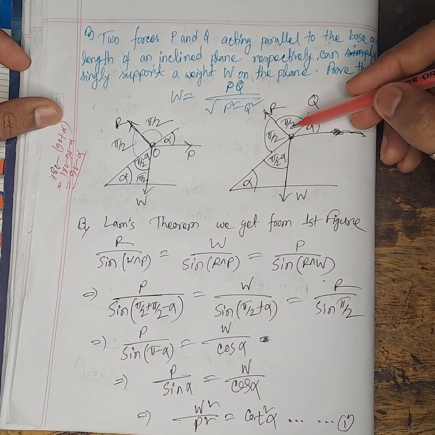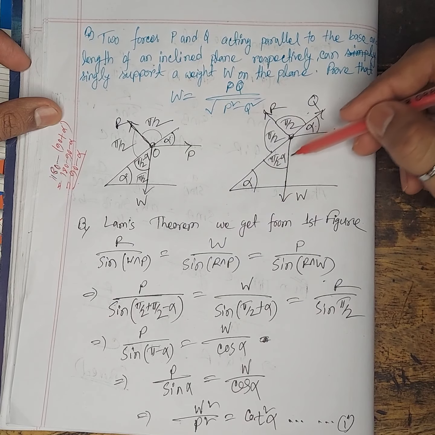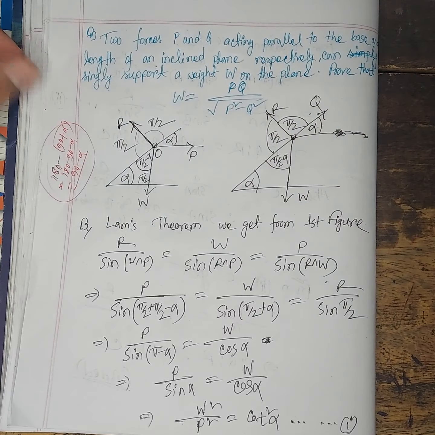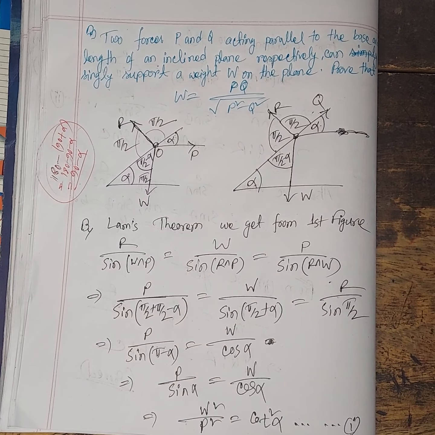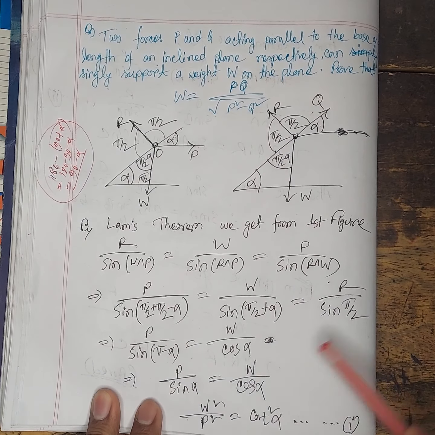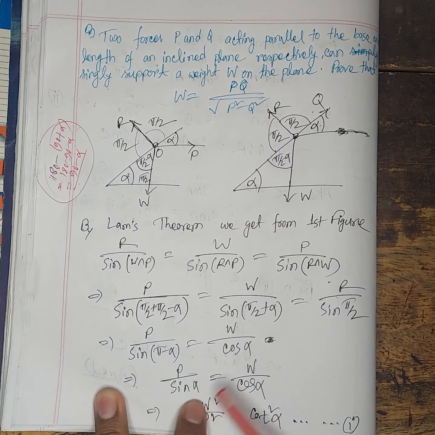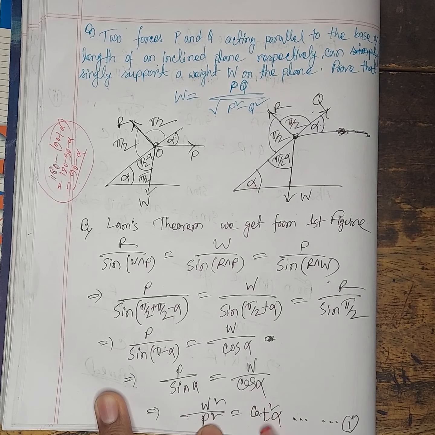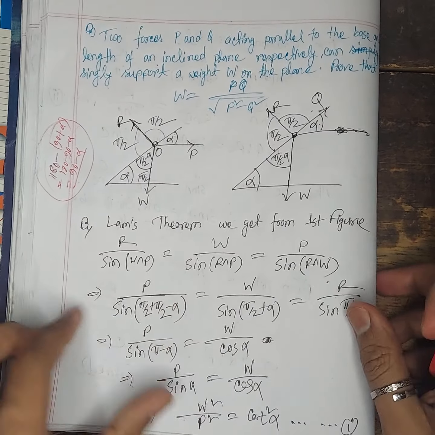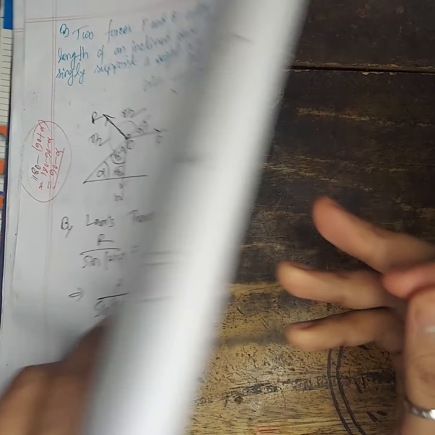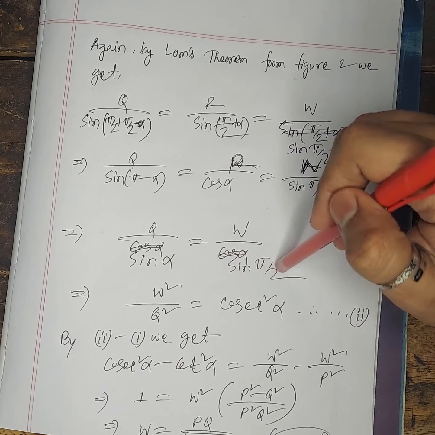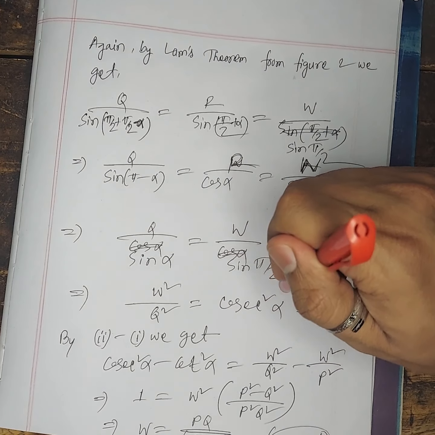Similarly, this is pi by 2, this is alpha, that's why this is also alpha, and here this is also pi by 2 minus alpha. So by applying Lami's law from the first figure, we get R by this angle, W by this angle, P by this angle. So P by sin alpha we get, and W by cos alpha we get. So W square by P square will be cot square alpha. And also applying Lami's law in the second picture, we get Q by sin alpha, W by sin pi by 2. So W square by Q square is equal to cosec square alpha.